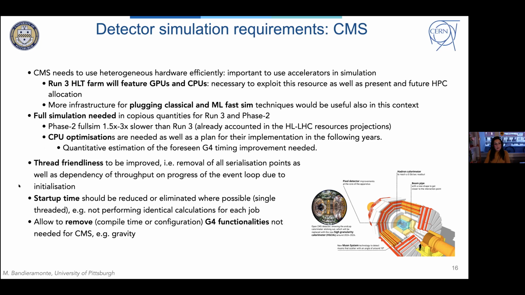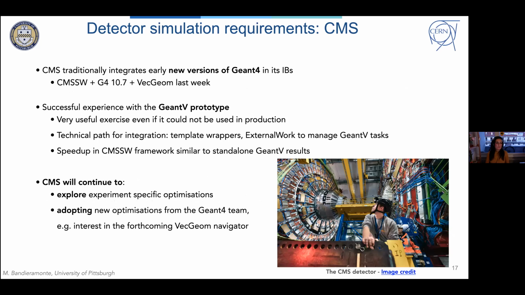Another requirement is about thread friendliness to be improved. For example, trying to remove all serialization points as much as possible, to reduce the startup time whenever possible, and be able to customize and configure in a customized way as much as possible Geant4 functionalities, in order not to use all these functionalities which are not needed by the experiment.